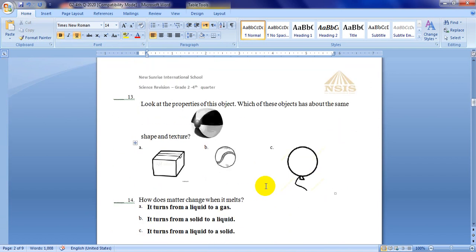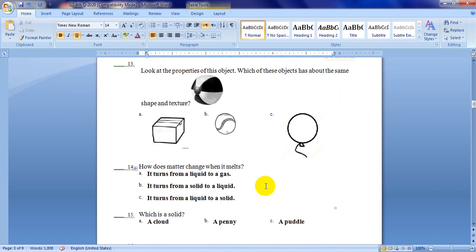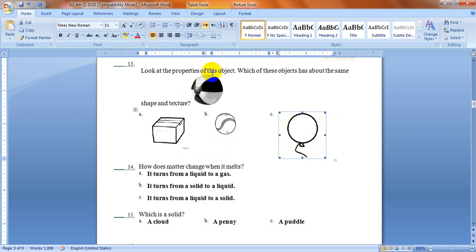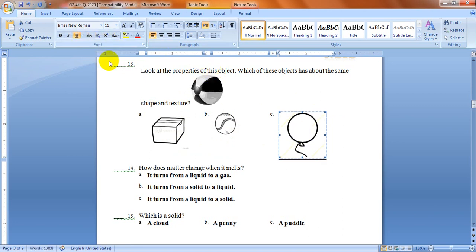The next one, 13. Look at the properties of this object, this ball. Which of these objects has about the same shape and texture? This box, the tennis ball, or the balloon? The same shape, which is round, and the same texture, which is smooth, soft. It will be letter C, this balloon.